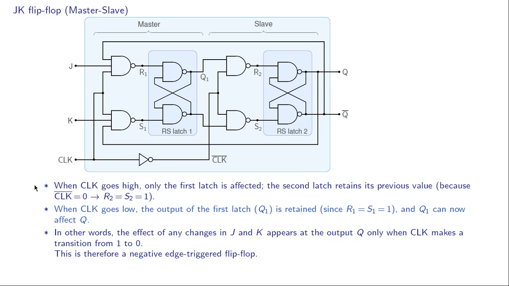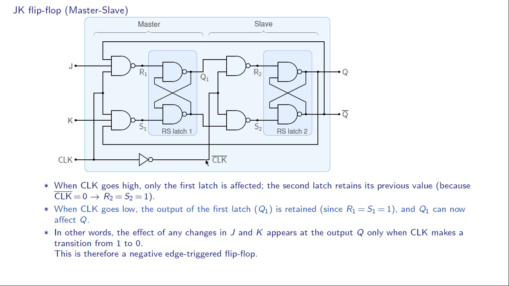So here is the summary. When clock goes high, only the first latch is affected, the master latch. The second latch retains its previous value. And when the clock goes low, the output of the first latch is retained. It continues to be whatever it was. And Q1 can now affect Q. So now there is a possibility that the slave output can change. In other words, the effect of any changes in J and K appears at the output Q only when the clock makes a transition from 1 to 0.